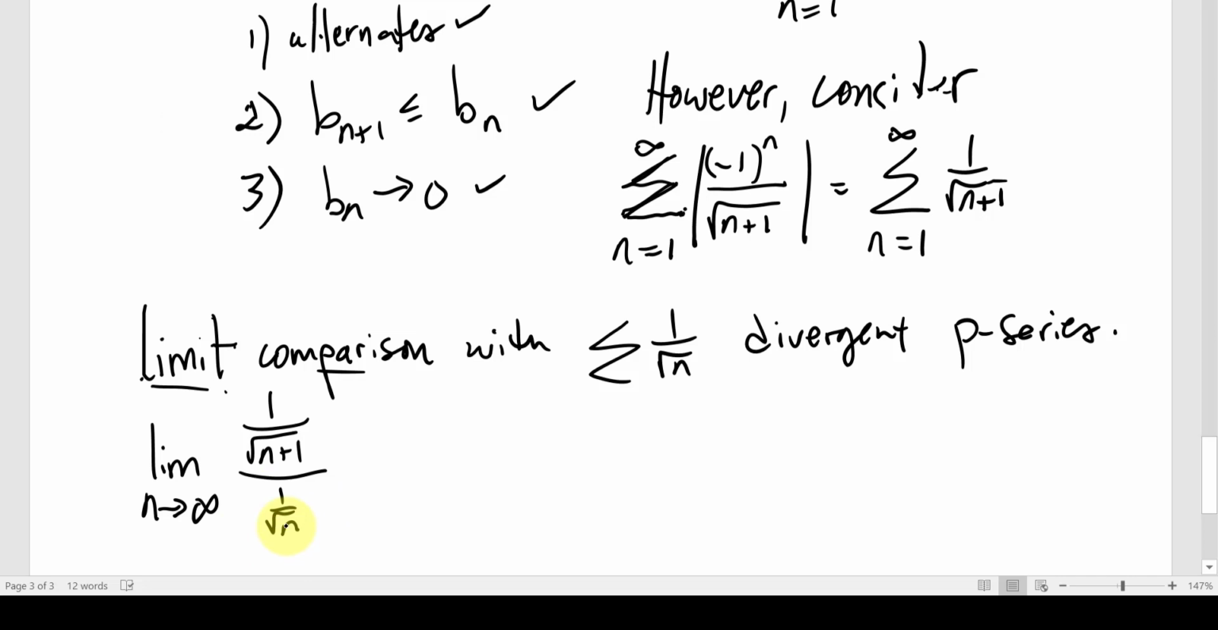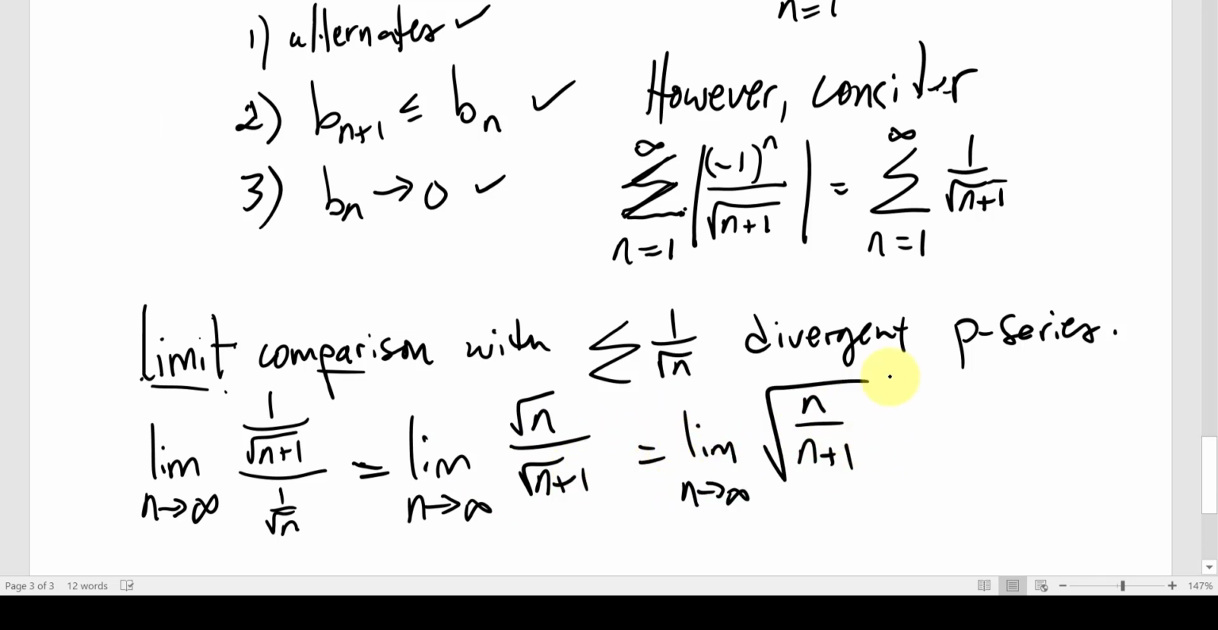According to the Stewart book, it doesn't really matter. So I'm comparing with a divergent series, and as long as I get a finite number that isn't 0, I can make the conclusion that the one that's given will do the same thing as the comparison. Let's see what happens when we evaluate this limit. We'll simplify it. We'll go limit as n goes to infinity. Take the bottom and flip, so we get the square root of n on top over the square root of n plus 1. Now the top goes to infinity, the bottom goes to infinity, but we can rewrite this.